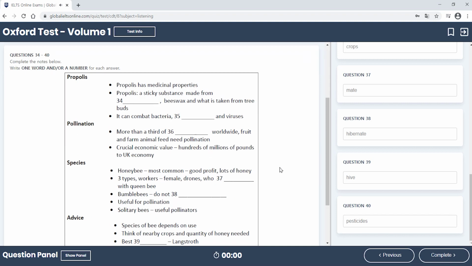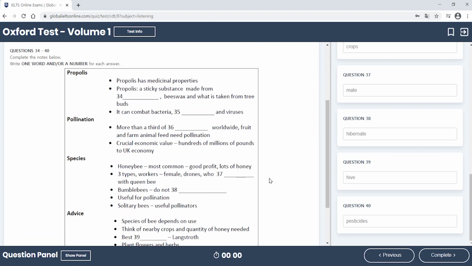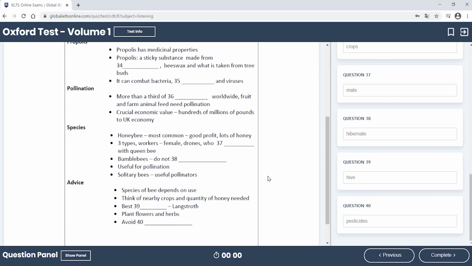Okay, so those were the answers as we went through from 34 to 40. Some of them were simple, some of them were a little bit more tricky.